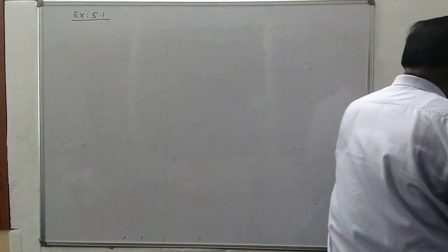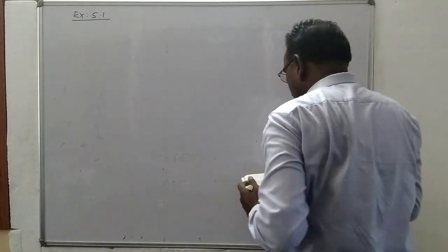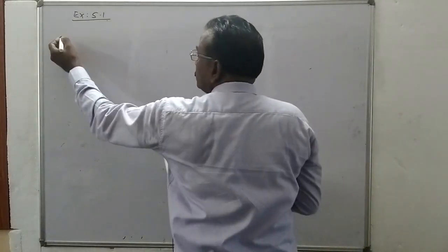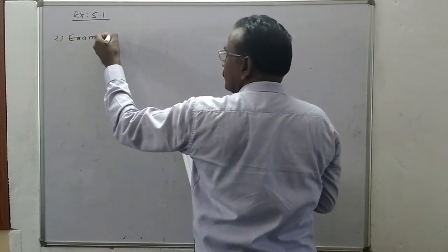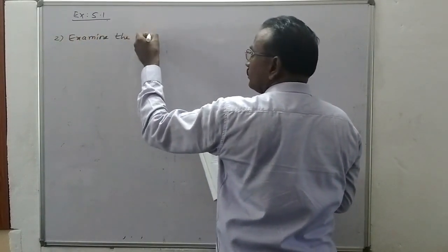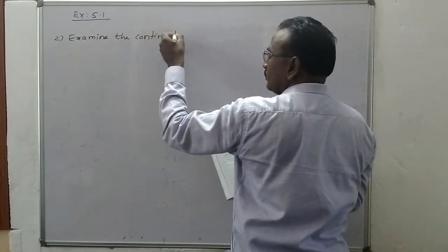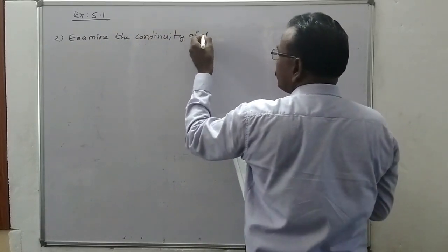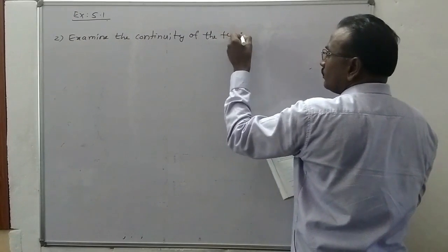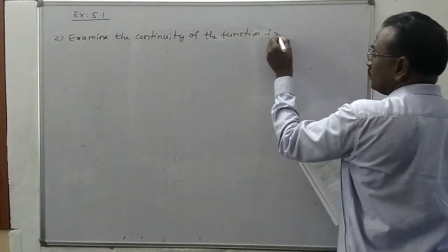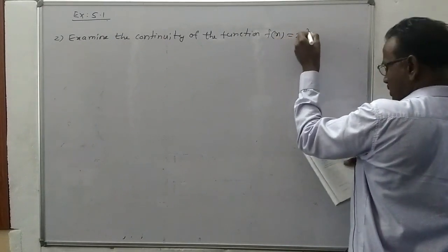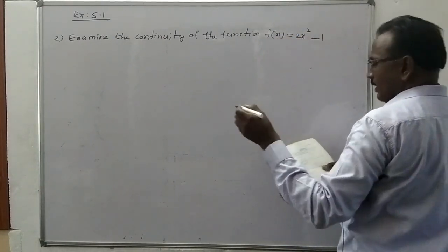Next, question number 2. Examine the continuity of the function f of x is equal to 2x square minus 1 at x is equal to 3.